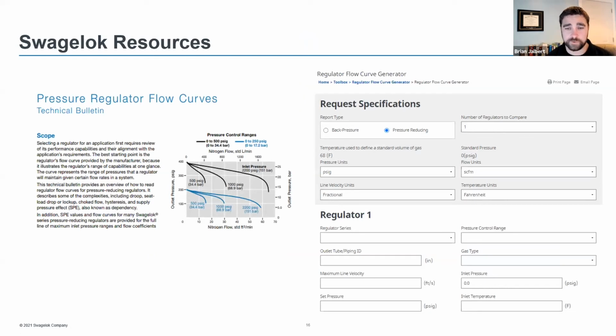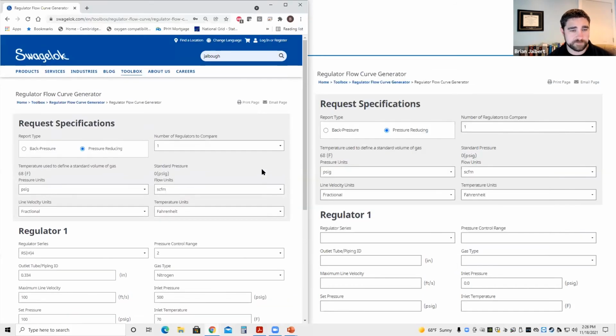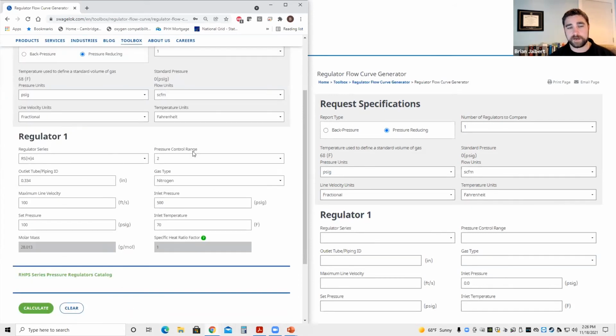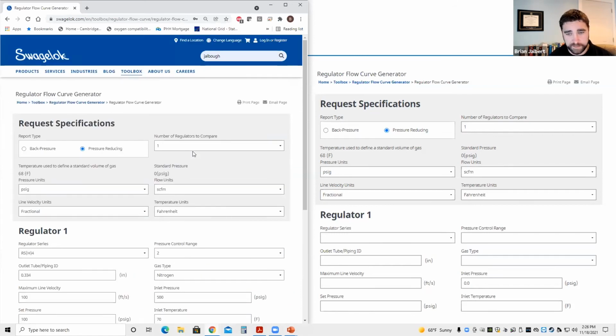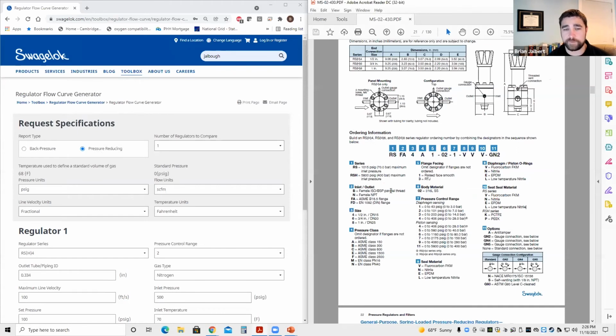So this is an excellent tool for sizing the RHPS regulators or the larger regulators of our line. They are available in 1/4 inch as well, but this tool is primarily for the 1/2 inch and above process systems. And it's a pretty straightforward tool on Swagelok.com. You're also able to compare multiple regulators at the same time. So if you want to compare applications, I'll show you guys how we can set this up. You do need to have the catalog open next to it, and I'll explain why in just a moment.